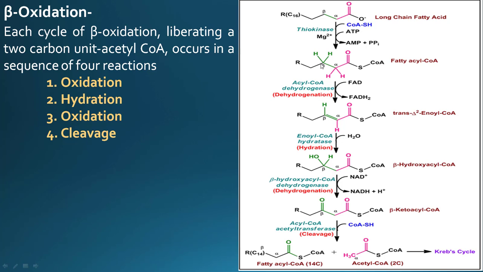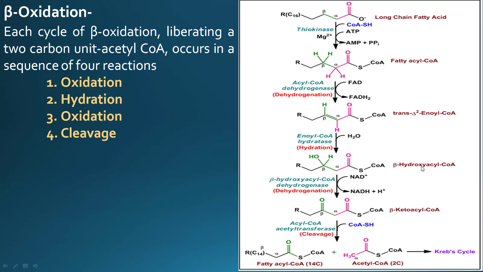This is alpha, this is beta, where the removal of hydrogen takes place, forming a double bond, and in this reaction FAD is converted to FADH2. There is a formation of trans-enoyl coenzyme A. That compound undergoes a hydration reaction with the help of the enzyme enoyl-CoA hydratase. Hydration means addition of water, breaking the double bond. So on the beta position an OH group is attached, and that compound is beta-hydroxyacyl CoA.